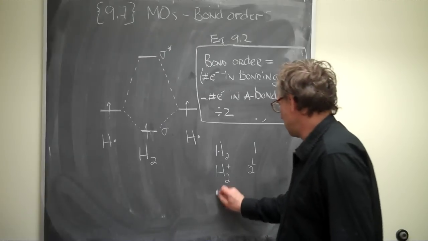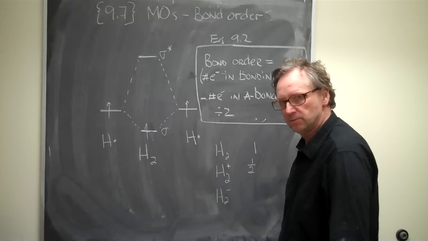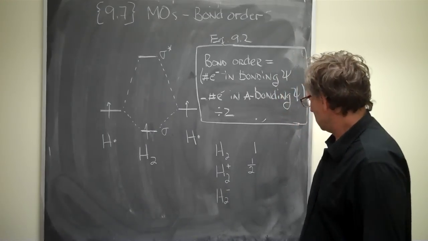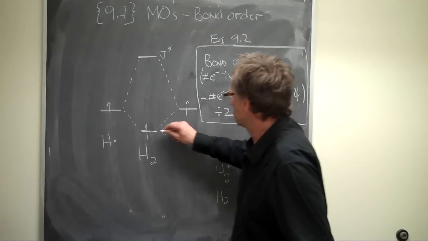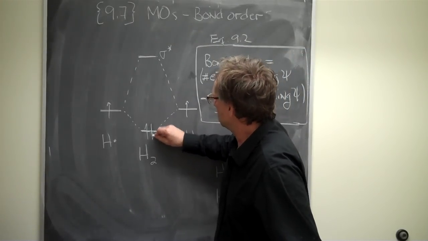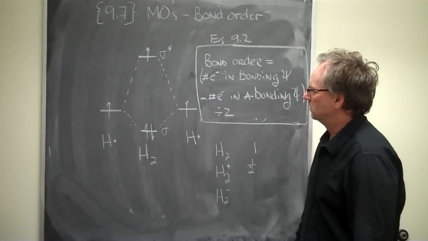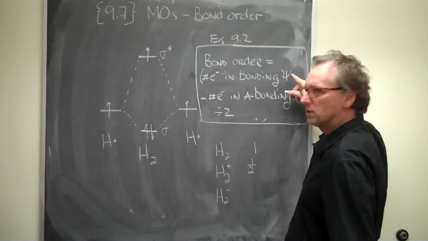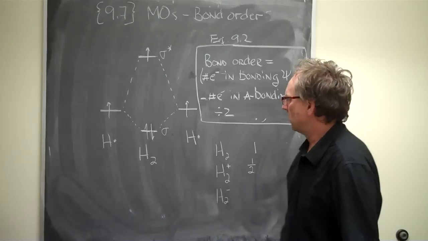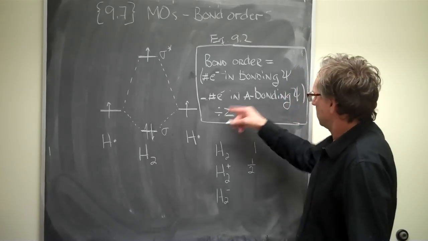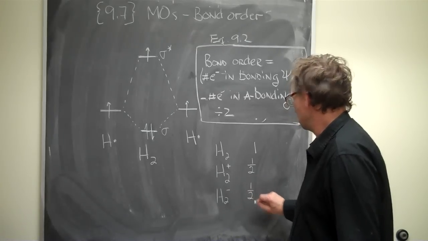Let's see, how about H2 minus? Maybe you would like to give this one a try. Okay, let's see how this would work. H2 minus means I have 3 electrons to work with, so 1, 2, and now the third one has to go up there. And so what do we have? I still have 2 electrons in a bonding orbital, those there. I take away 1 electron in the anti-bonding orbital, so that's 1. Divide the whole lot by 2, so that gives me a bond order of 1/2 again.